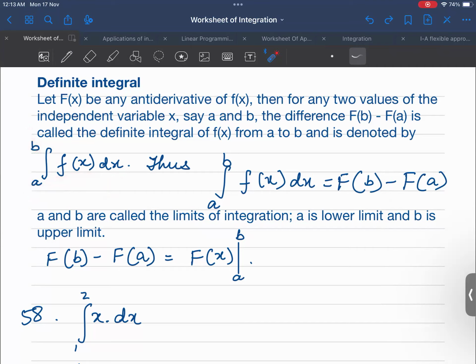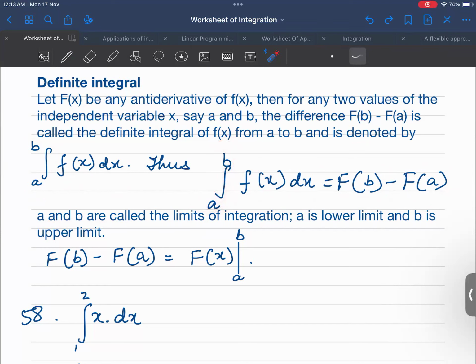Thus we can say integration, limits going from a to b of f(x) dx. We will do it with the graph and all other questions. If we integrate it, it would be the antiderivative, but it would be F(b), where b is the upper limit, minus F(a), the lower limit, where a and b are called the limits of integration, a being the lower limit and b the upper limit.